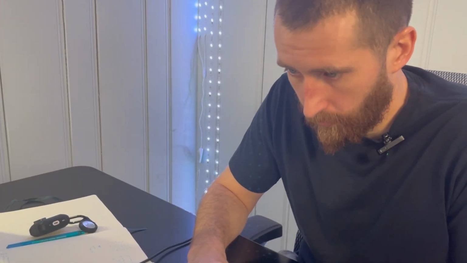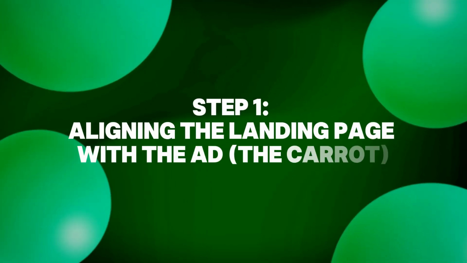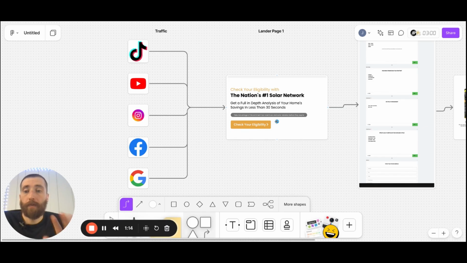So obviously you're going to have your different traffic sources. Doesn't really matter where. Those are going to go to your lander. There's a few specific things with the first page of the lander that are very important for you to understand to actually be able to implement it the way that you want. So the first thing is whatever is in the ad, whatever is the carrot, right? There's carrots and there's sticks. Whatever is the carrot in the ad has to be in the headline.